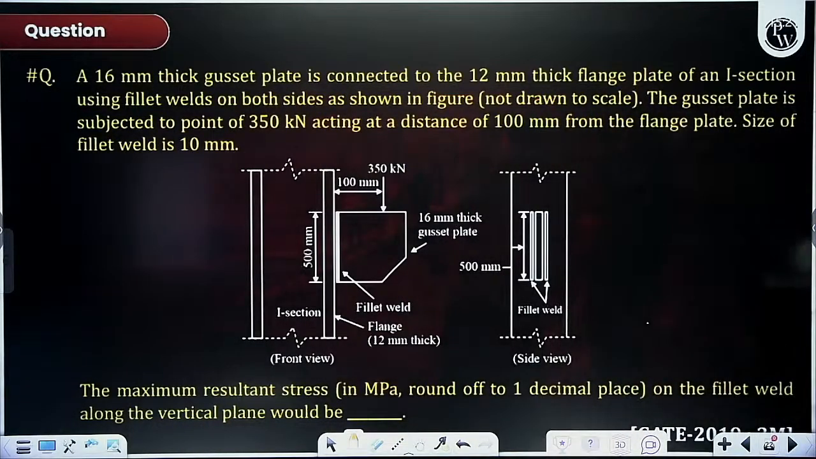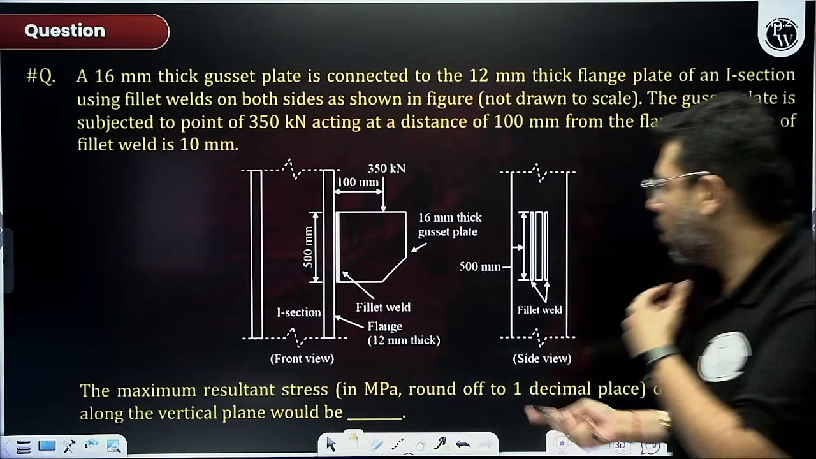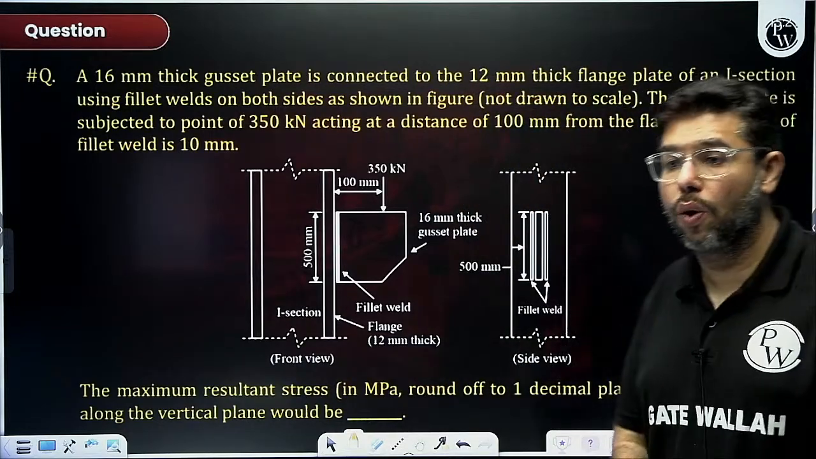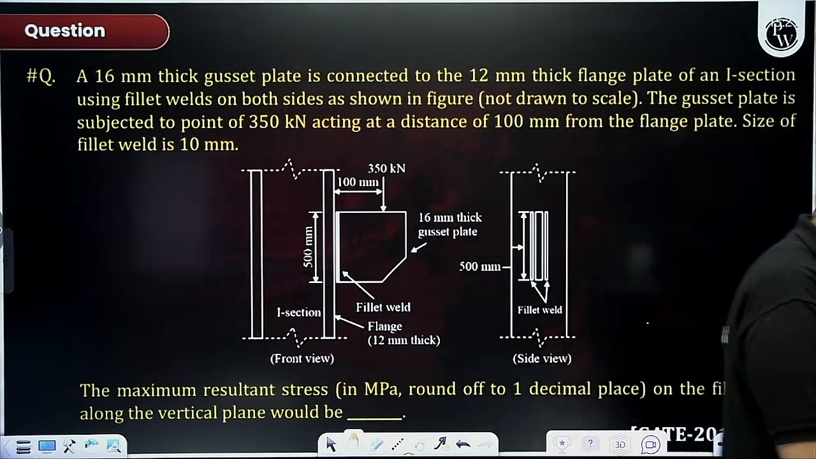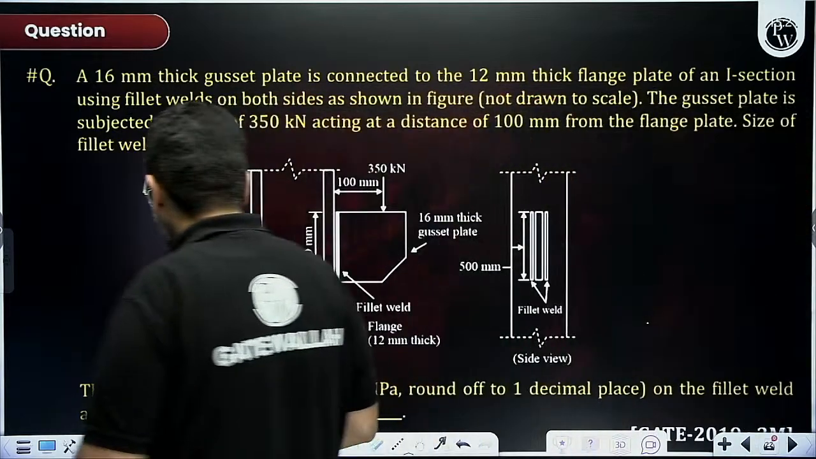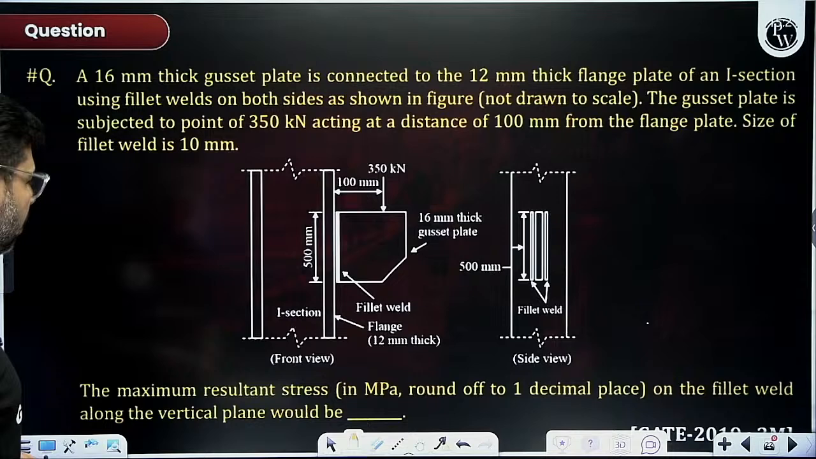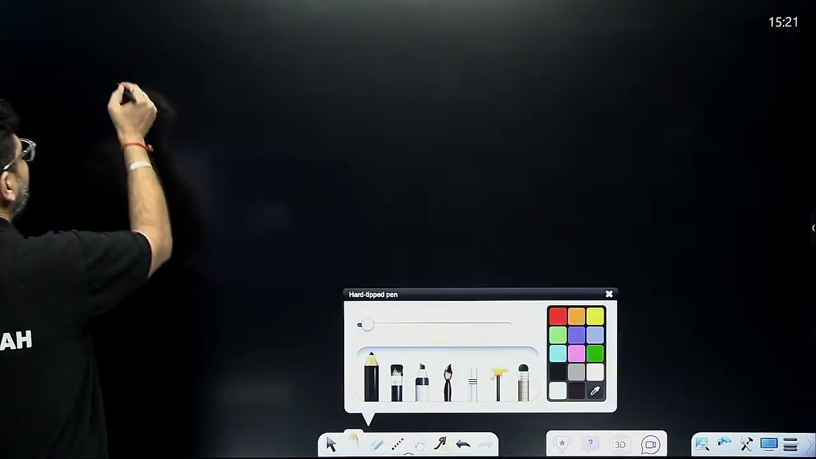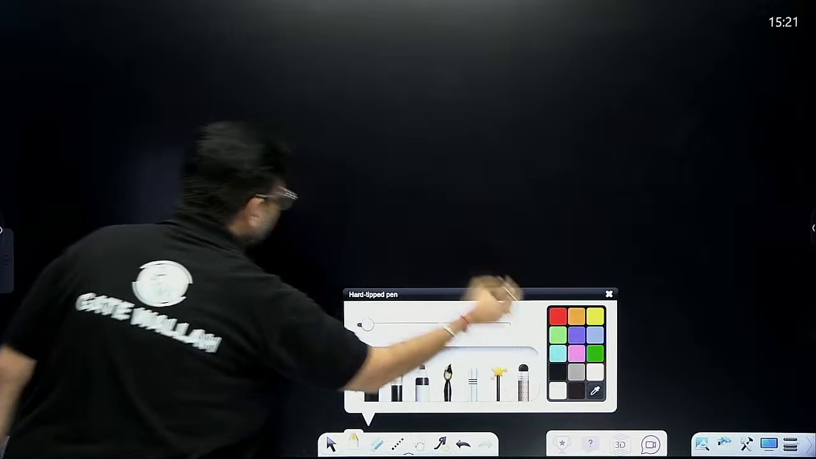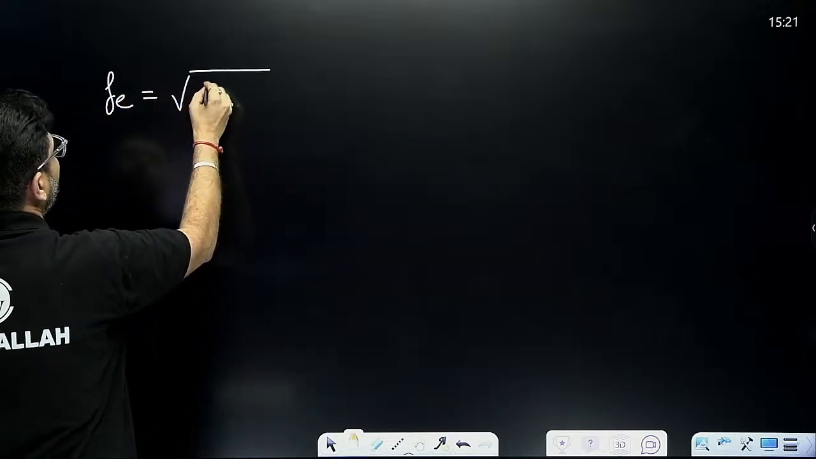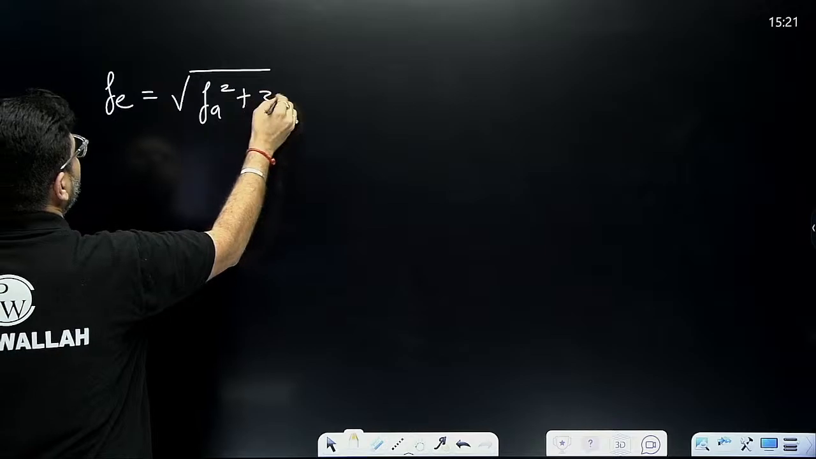Everybody solve this question. What do we have to find out? We have to find out the maximum resultant stress, that is the equivalent stress. Resultant stress here means the equivalent stress. We know what equivalent stress is: Fe is equal to square root of Fa square plus 3Q square.